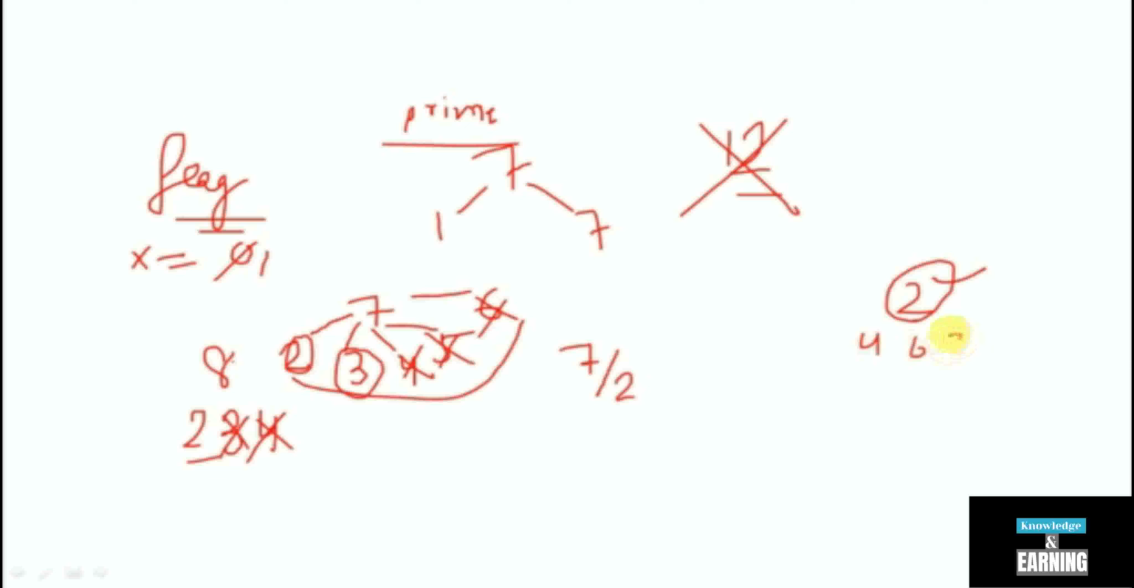All the numbers 4, 6, 8 are non-prime numbers. So all the even numbers except 2 are non-prime numbers. These are composite numbers. So we have to keep all these points in our mind when we are going to draw the flowchart in our next lecture.